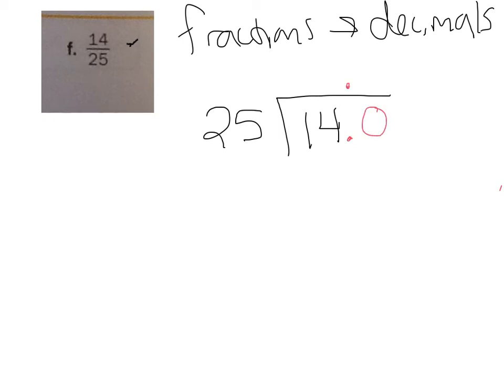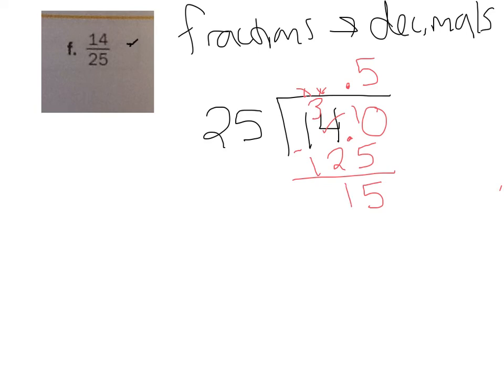Bring that decimal straight up. And I want to figure out how many times 25 can go into 140. So if you don't know, do a little math on the side. Otherwise, it can go in 5 times. 5 times 25 is 125. Subtract it and borrow. 10 minus 5 is 5, and 3 minus 2 is 1.